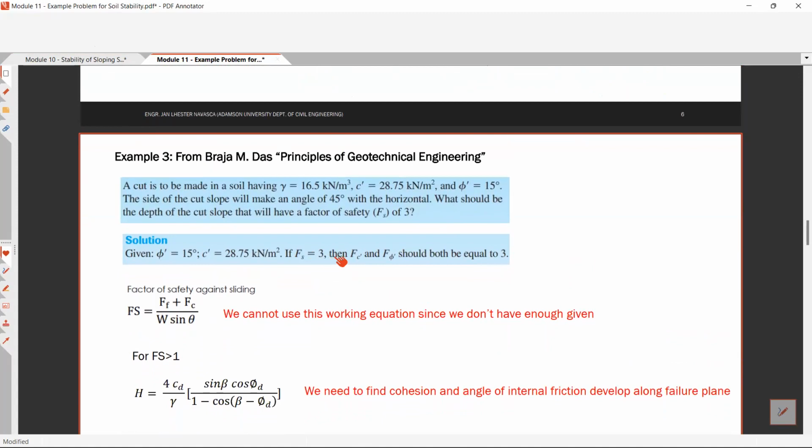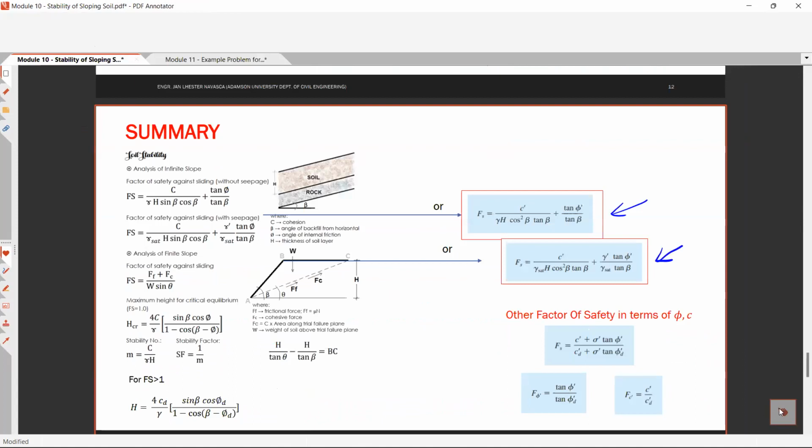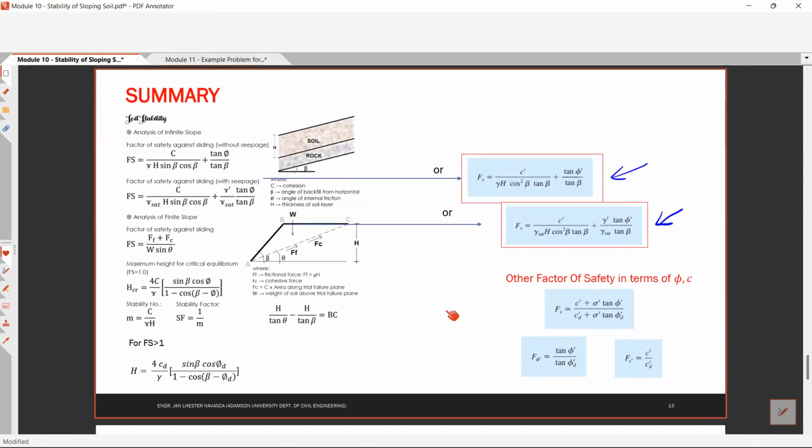If Fs is equals to 3, then your Fc and Fphi should be both equal to 3. Okay, from our definitions that this factor of safety are all equals. So if your Fs is equals to 3, this one is also equal to 3, this one is also equal to 3. So bakit natin kailangan yun? So balik tayo dun sa summary ulit. Okay, according to the problem, naghahanap siya ng H that will cause a factor of safety of 3.